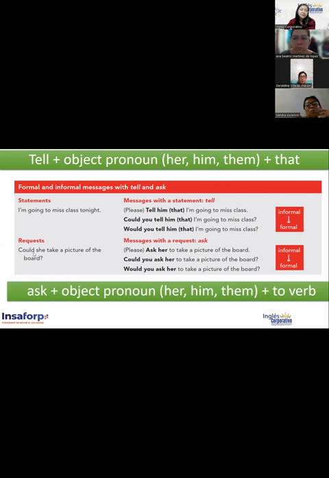And for requests, to give a message with a request, we use ask: the object pronoun or the name of the person, plus to and the verb in the infinitive form. Ask her to take a picture of the board. Could you ask her to take a picture of the board? Would you ask her to take a picture of the board? So these are the different forms, and that is the difference between tell and ask.